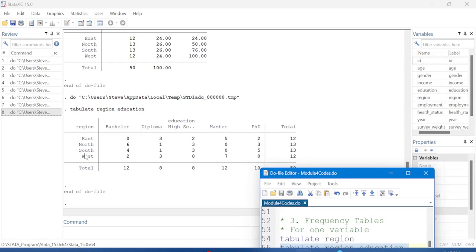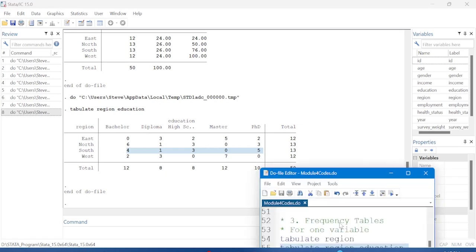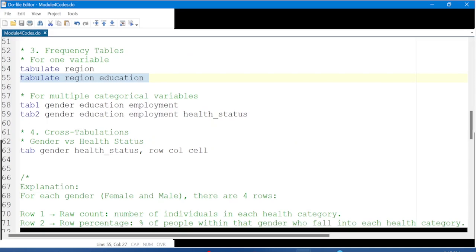And maybe also looking at South, we have 4 guys with a bachelor's degree, 1 guy with a diploma, 3 guys with a high school level of education, no person with masters, and 5 guys with PhD. So that's how you can interpret that. And moving ahead, let us see what is next.